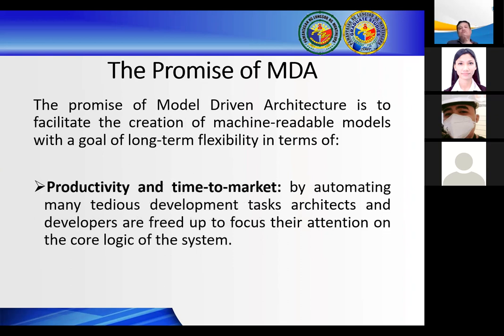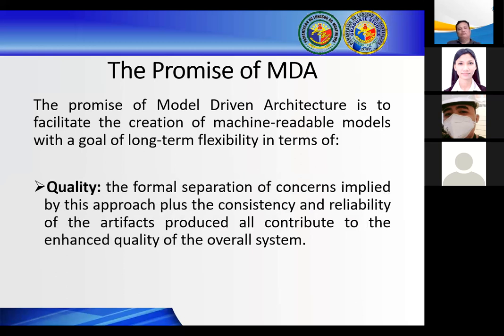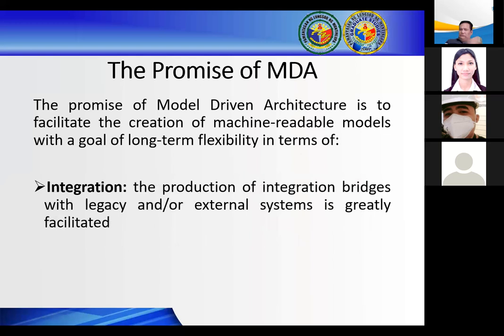By automating many tedious development tasks, architects and developers are freed up to focus their attention on the core logic of the system. Quality: the formal separation of concerns implied by this approach, plus the consistency and reliability of the artifacts produced, all contribute to the enhanced quality of the overall system. Integration: the production of integration bridges with legacy and/or external systems is greatly facilitated.